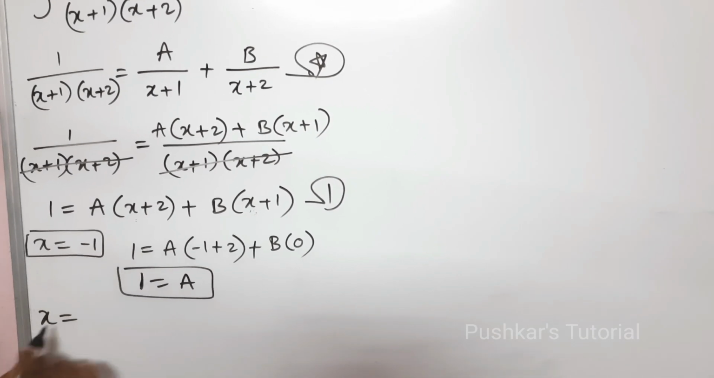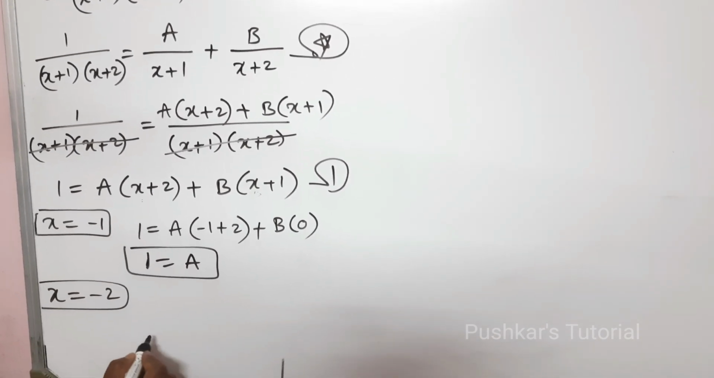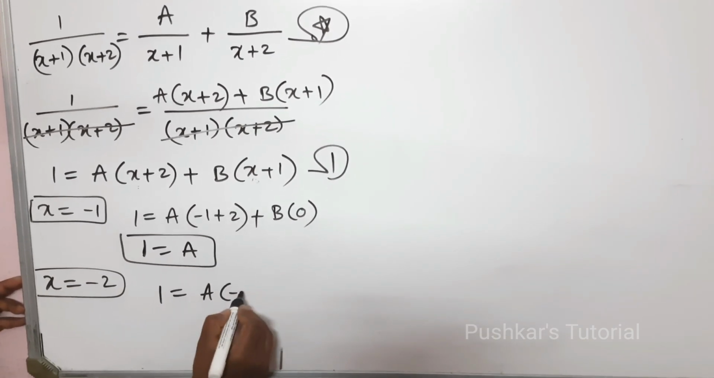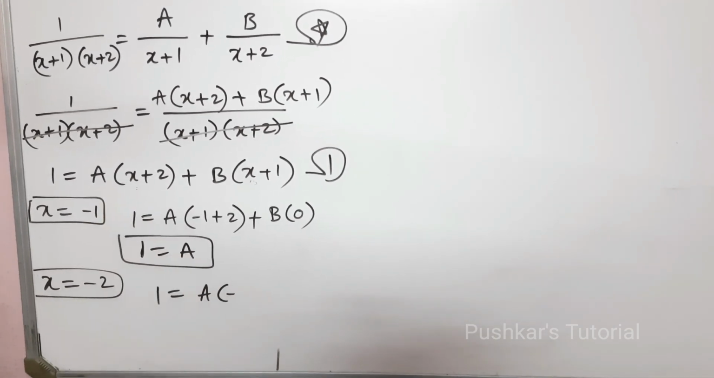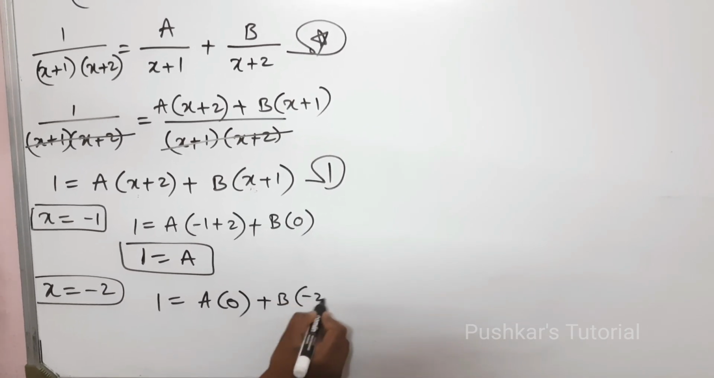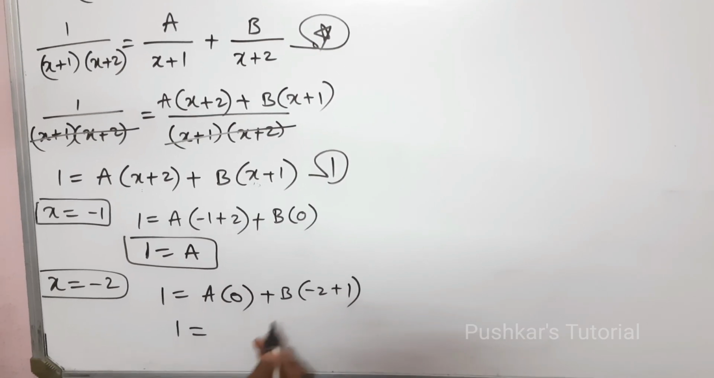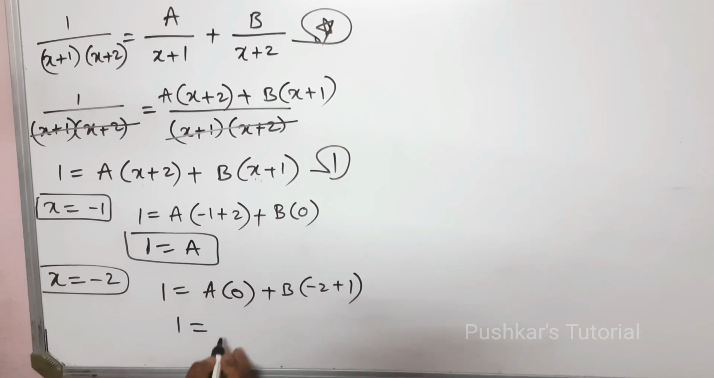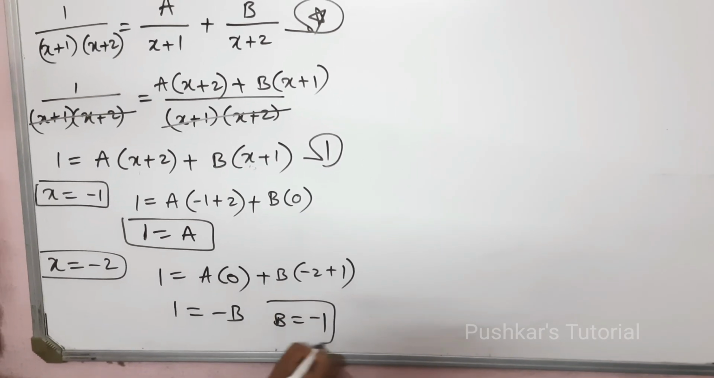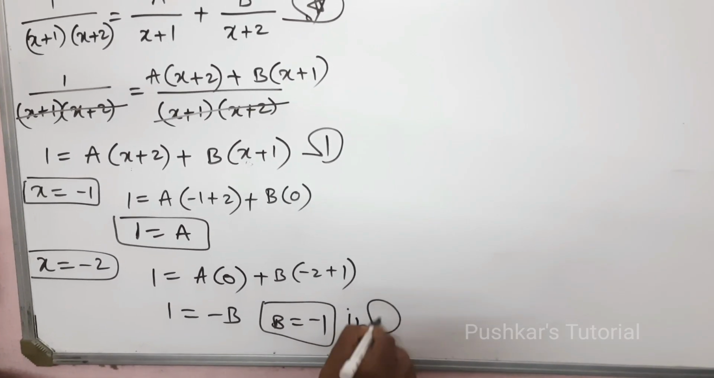Next we take x equal to minus 2, then the other term will be 0. So in this equation, 1 is equal to a into minus 2 plus 2, which cancels and is simply 0, plus b into minus 2 plus 1, which gives minus 1. So 1 is equal to minus 1 into b, which is minus b. Therefore the b value is minus 1. These values we substitute in the star equation.